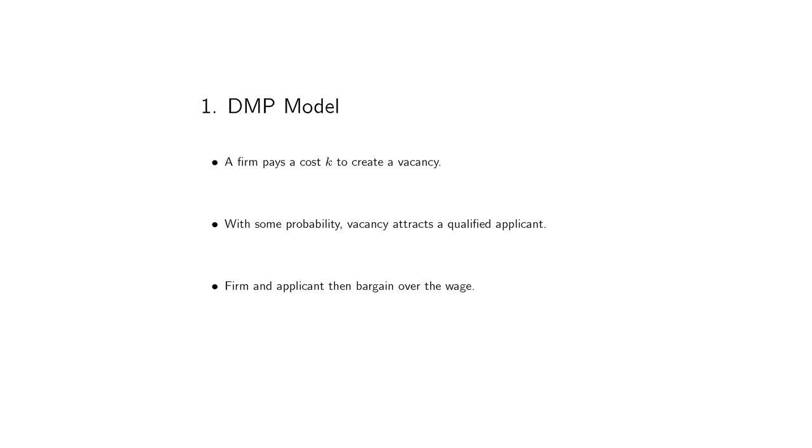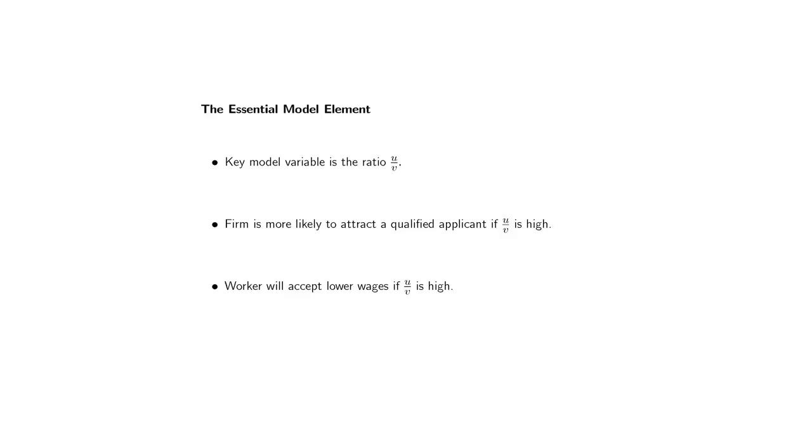With some probability, once you create the vacancy as a firm, there's a probability of attracting a qualified applicant for the firm. Once you attract that qualified applicant, the firm and the applicant then bargain over the wage. So that's the way the model works. You create a vacancy, you hope the vacancy attracts a qualified applicant, and then you bargain with that qualified applicant when they show up. The key model variable is the ratio U over V. Now, what is U, what is V? U is the unemployment rate, and V is the vacancy rate. So as I've mentioned before, it's the number of job openings divided by the number of people employed in the country.